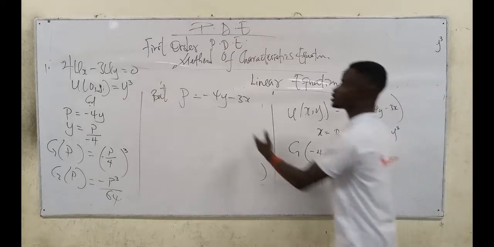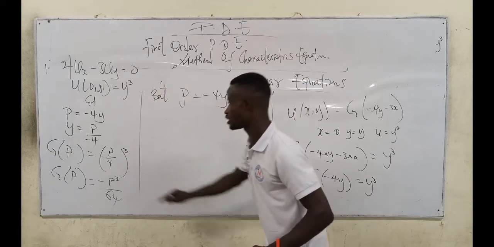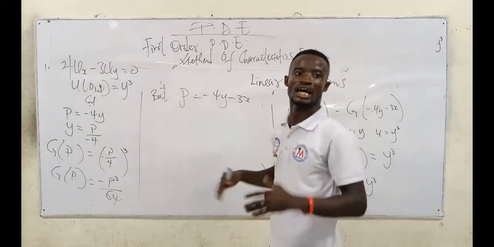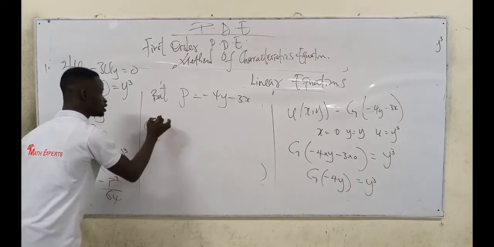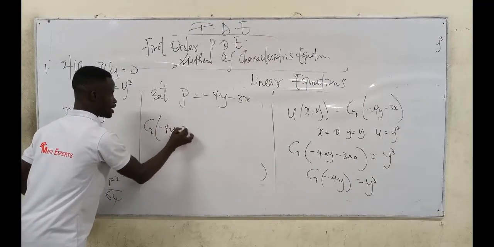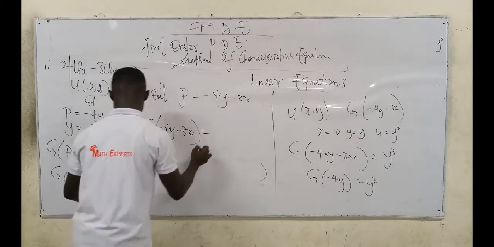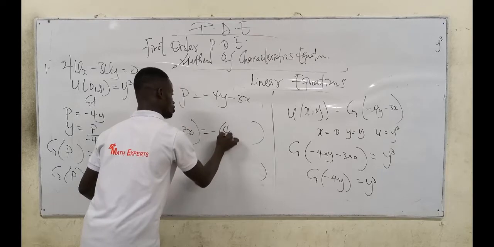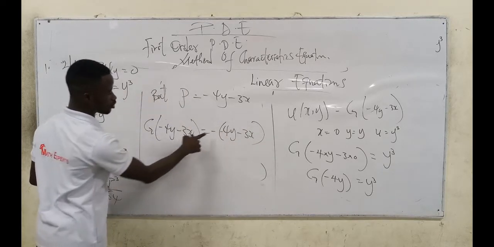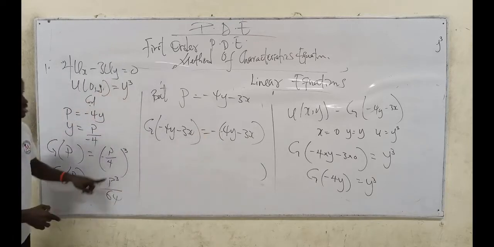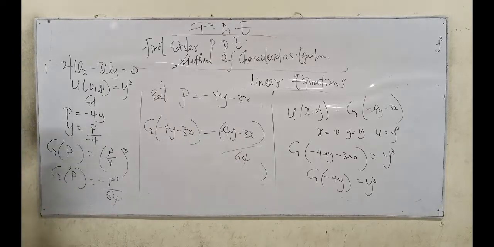So here you can quote that P is equal to this. So here's how I write this. Where you see P, put one there, and you get your particular solution. So G of negative 4y minus 3x is going to be equal to 4y minus 3x. I think it's like this one. This negative is 1%, all over 64.